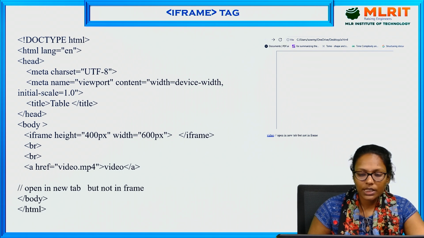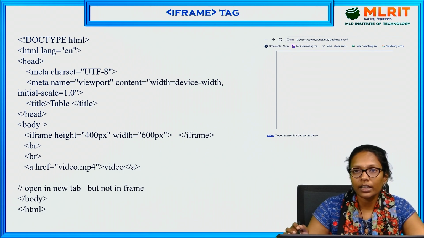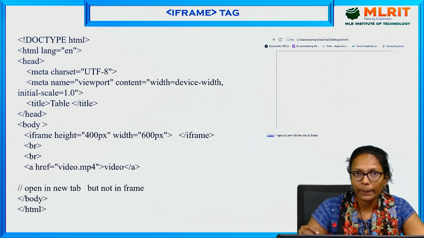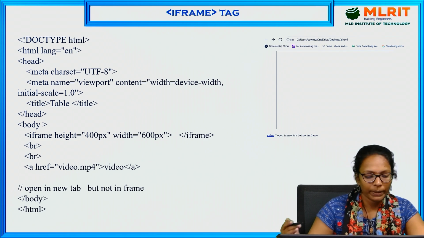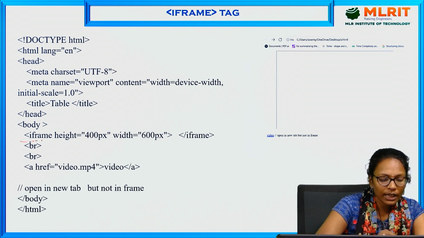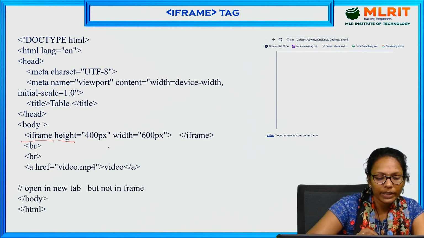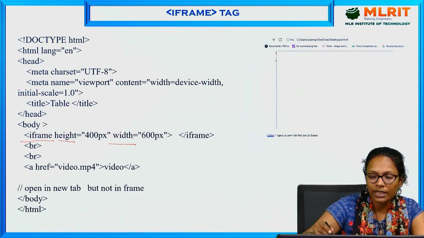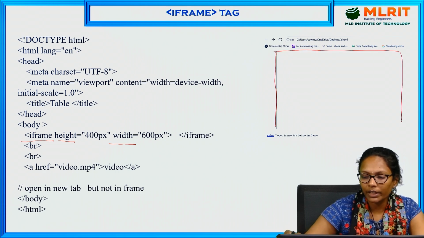Now this is a little bit different. I'm creating an empty frame followed by a hyperlink. If you click on that hyperlink, the video will be played inside that frame. So here I'm creating the iframe tag with some specified height and width. That's all. You can see a box will be created with the specified height and width.